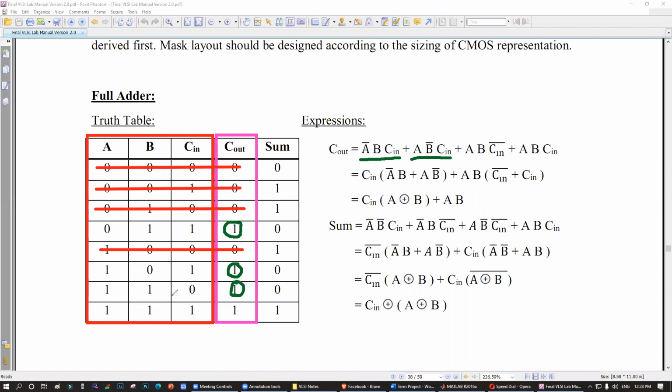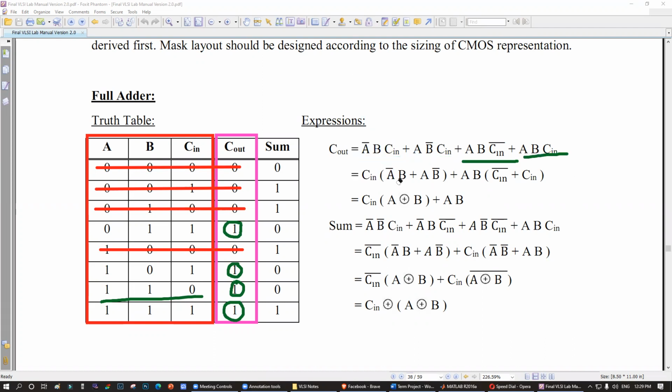For this one, what is this? You tell me. For the next one, what is this? A, B, C in bar, sir. Yeah, exactly. A B C in bar, right? This one. Next one. A, B, C in, exactly. A B C in. Now, think about this: A B C in.